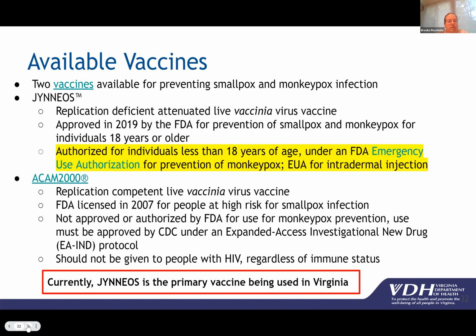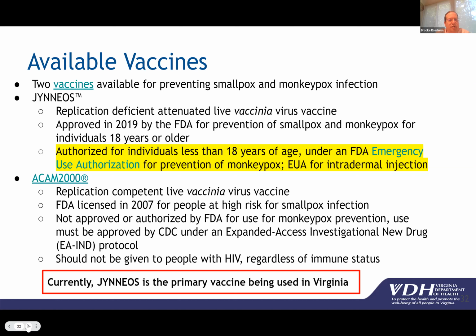So ACAM 2000 is not approved or authorized by FDA for use for monkeypox prevention. So if ACAM 2000 needed to be used, then FDA would have to issue an EUA, an emergency use authorization, or it would have to be used under an expanded access investigational new drug protocol. That is a thing unto itself. We'll actually talk about that a little bit later.